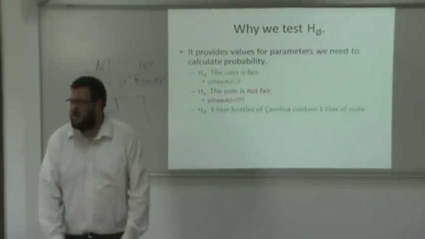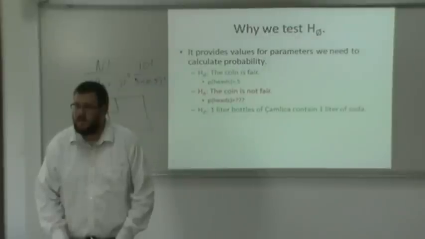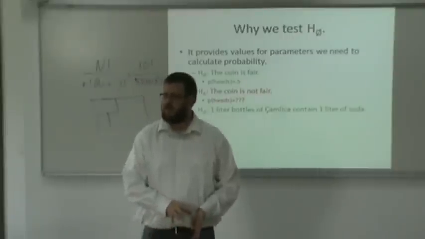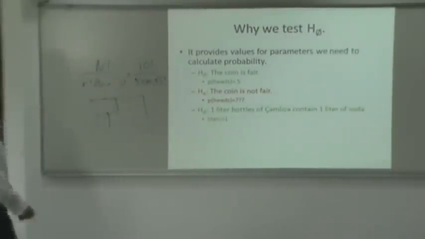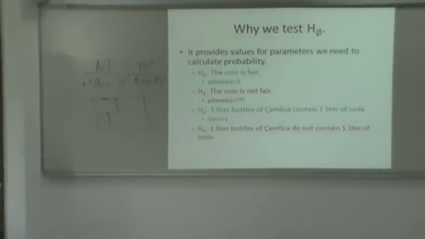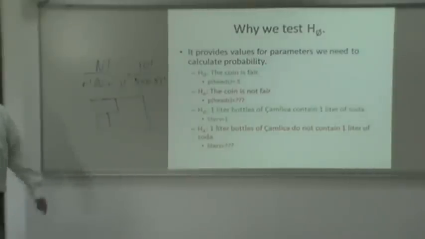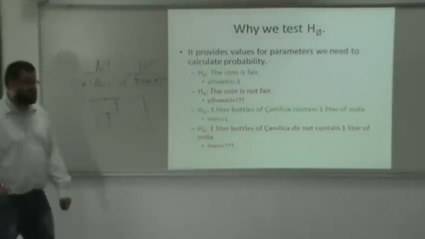So we could use that as the null. Let's see if they really have 1 liter or not, right? We could state it as a difference. There is no difference between what's actually in the bottles and what Chamlaja claims is in the bottles, right? So we have a value to start with, and that is liters in the bottles equal 1. The alternative hypothesis would be that 1 liter bottles of Chamlaja do not contain 1 liter of soda. In this case, we don't know what it is. Could be 1.01 liters, it could be 4 liters, it could be half a liter, we don't know. This provides us with the parameter.